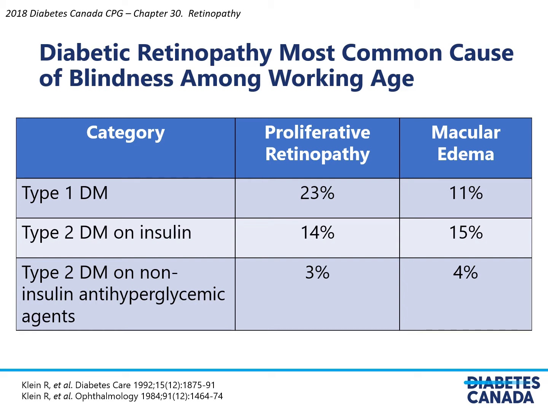Another form of diabetic retinopathy is, of course, macular edema. And the prevalence of macular edema is shown here as 11% in type 1 diabetes, 15% in type 2 diabetes on insulin, and 4% in type 2 diabetes on non-insulin therapies. One would hope that with the advances that we have made over the last number of decades, a repeat of this type of analysis will show reductions in the prevalence of diabetic retinopathy.